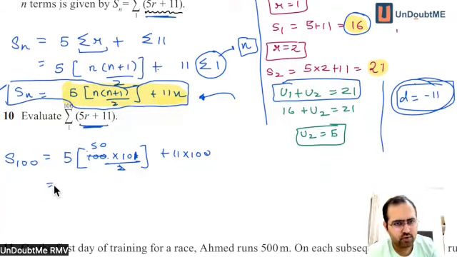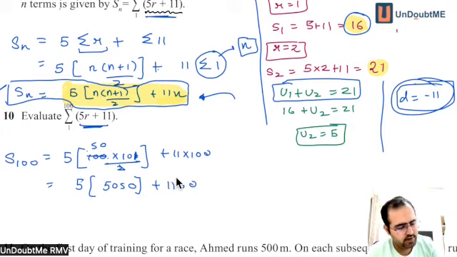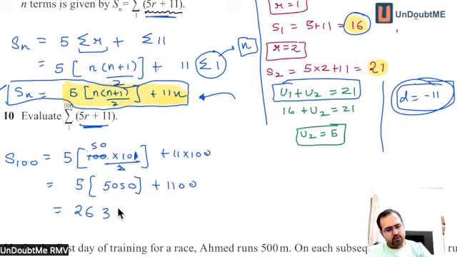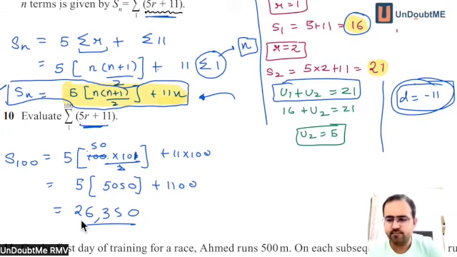Calculators are allowed, so you can use your calculator and get the answer. It will be 5050 plus 1100. So the final answer is 26350. Okay, so is it clear?